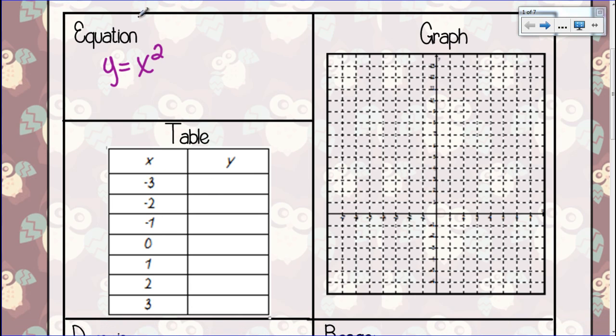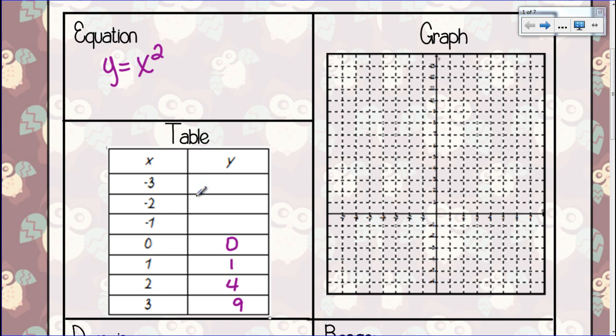So we're going to create a table based on this equation. The table's pretty easy. We know how to square numbers in our head. I'm going to start with 0. And if I plug 0 into this equation, I get 0 squared, which is just 0. If I plug in the 1, 1 squared is 1, 2 squared is 4, 3 squared is 9.